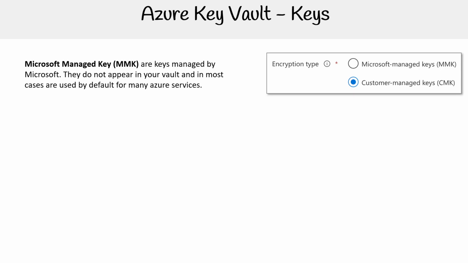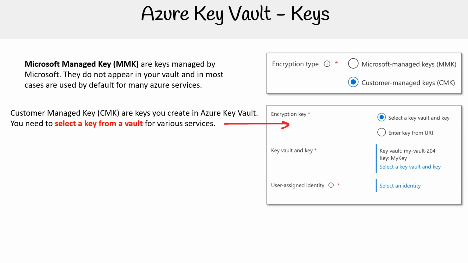There are Microsoft managed keys, also known as MMK. These are keys managed by Microsoft that do not appear in your vault, and in most cases are used by default for many Azure services. So even if you don't think you're using keys, you actually are. And if you're using something like AWS, you actually do see them in a key management service, but Azure decides not to show them and just have it by default there for you.